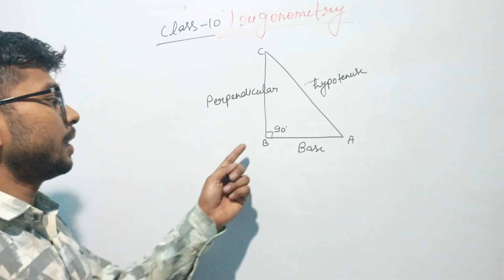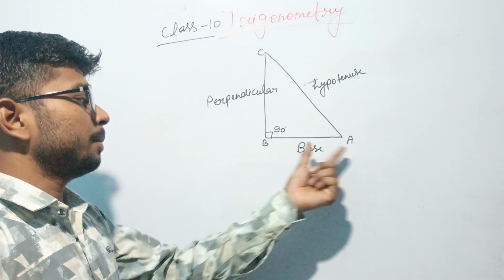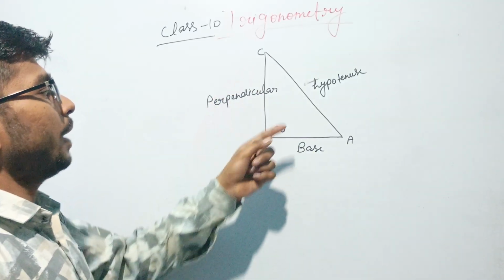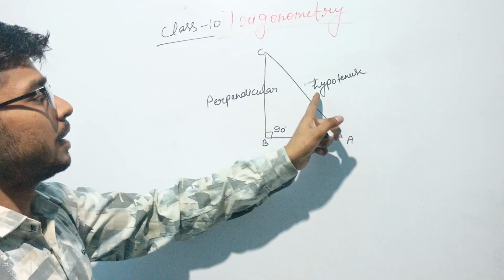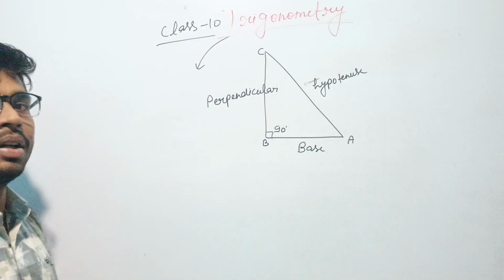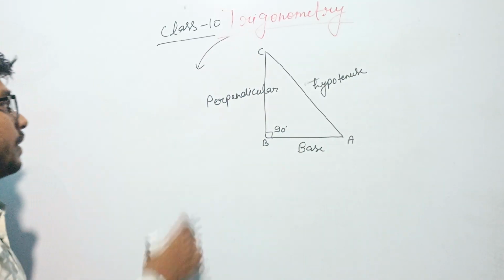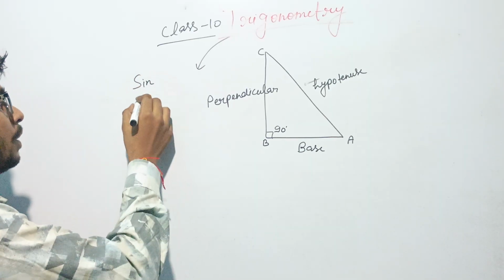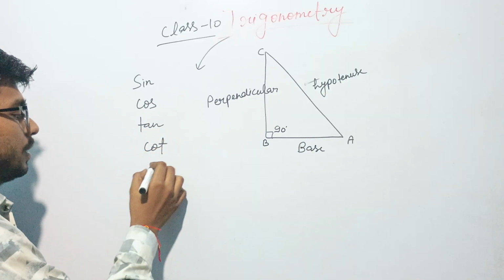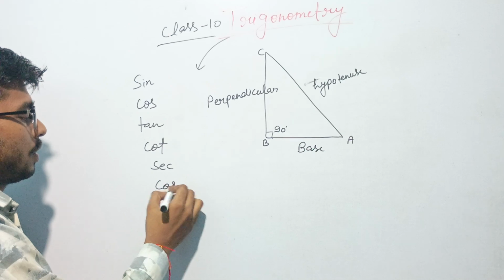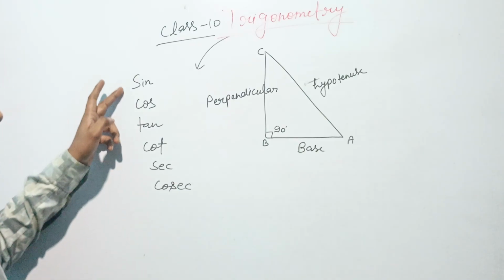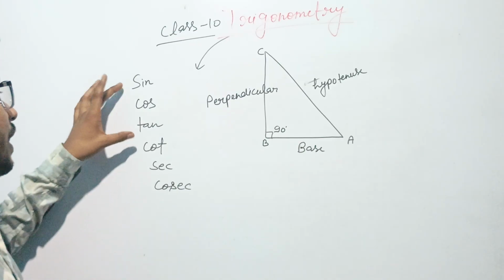Okay, so these three things we have to learn. This AB side is base, this perpendicular vertical side is called perpendicular, and this length is hypotenuse. Okay, so in trigonometry there are total 6 functions, which are sine, cos, tan, cot, sec, cosec. All the trigonometry is based on these trigonometric functions.